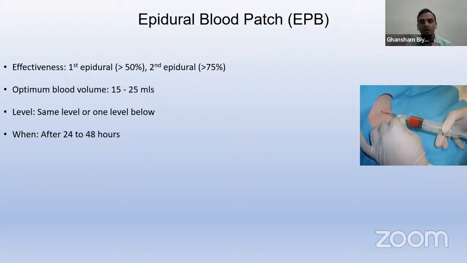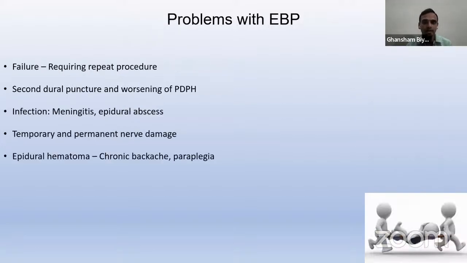The second reason, a few authors are of the opinion that there will be some inflammatory mediators circulating in the body post-surgery. So those inflammatory mediators may cause lysis of the blood. So if you have performed an epidural blood patch within 24 to 48 hours, there is a possibility that whatever clot you have formed will get lysed. That is why the effectiveness decreases. So if you can wait for 24 to 48 hours, then the success rate of the epidural blood patch will increase.